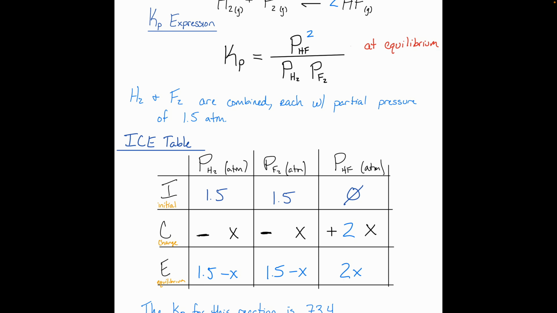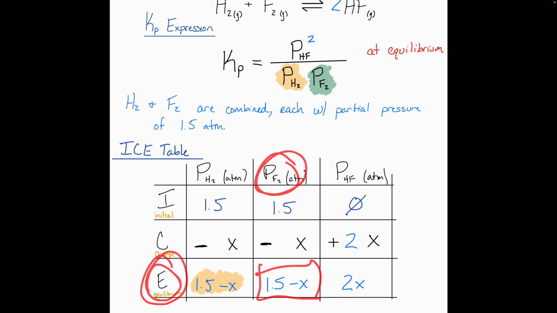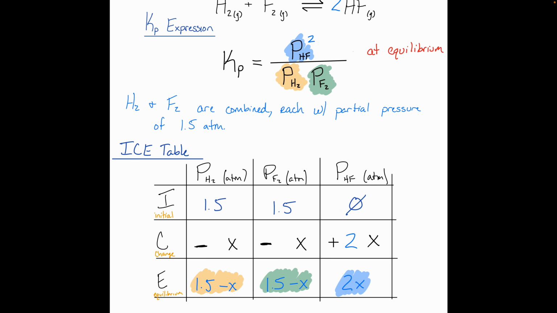But if we look at our ICE table, do we have the partial pressure of these gases at equilibrium? For example, the partial pressure of hydrogen at equilibrium is just 1.5 minus x. Likewise, the partial pressure of fluorine at equilibrium is this box right here, that 1.5 minus x.